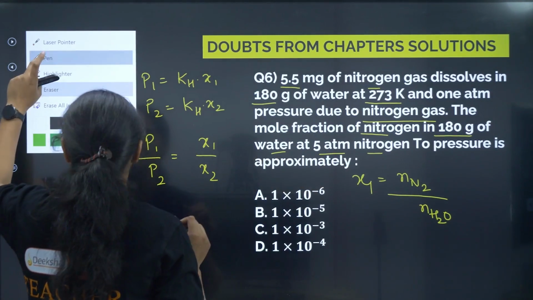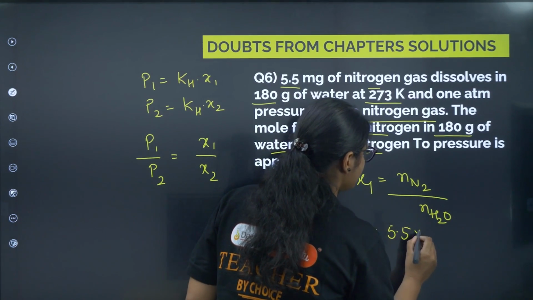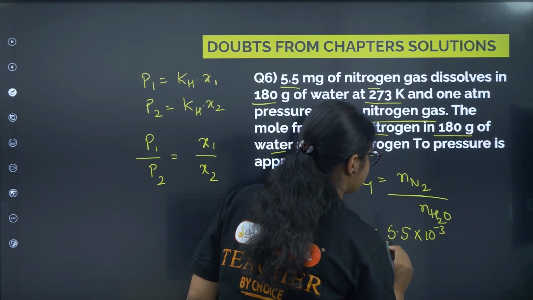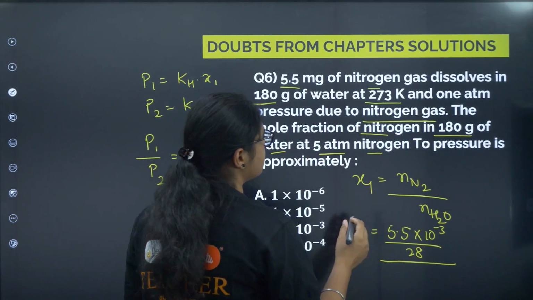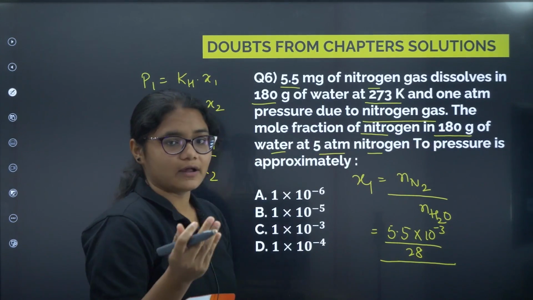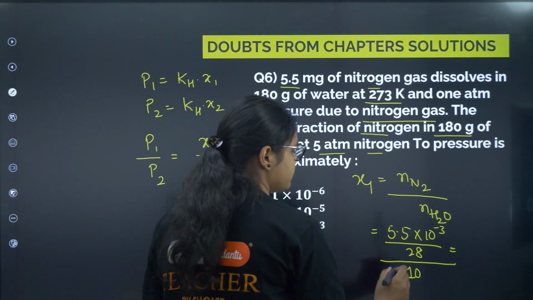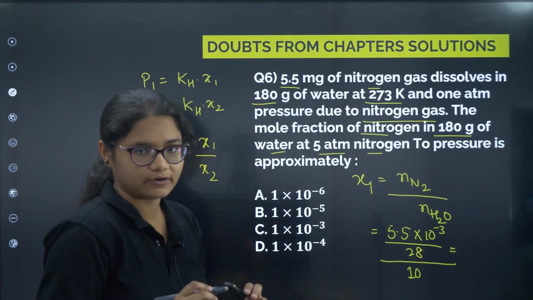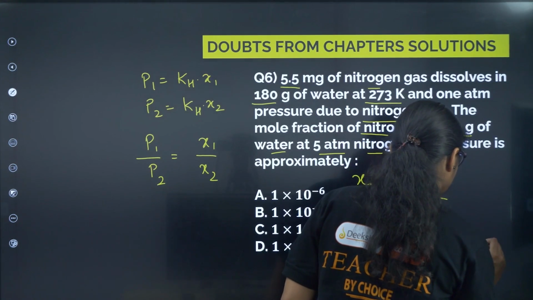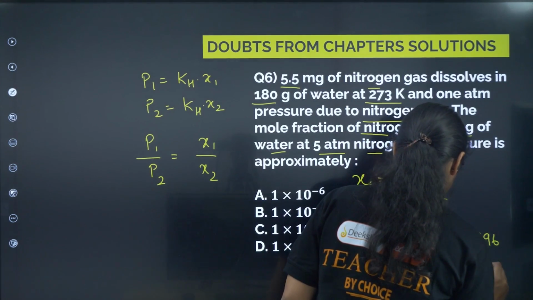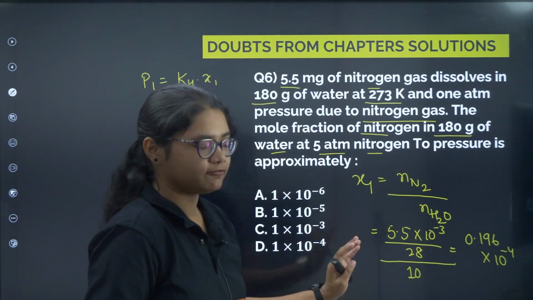Then the number of moles of nitrogen is 5.5 into 10 to the power of minus 3 gram divided by 28, whole divided by the number of moles of water. You can see 180 gram, 180 by 18, so that is 10. If we solve this, we get the mole fraction of nitrogen as 0.196 into 10 to the power of minus 4. So this is the value we get for X1.